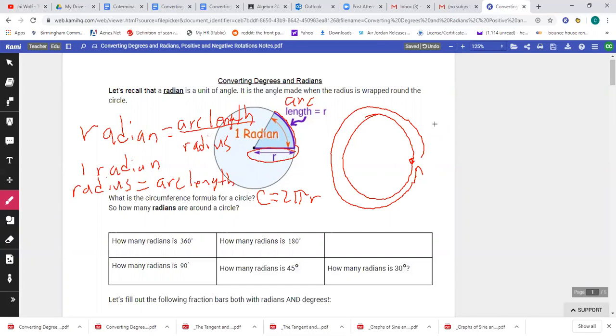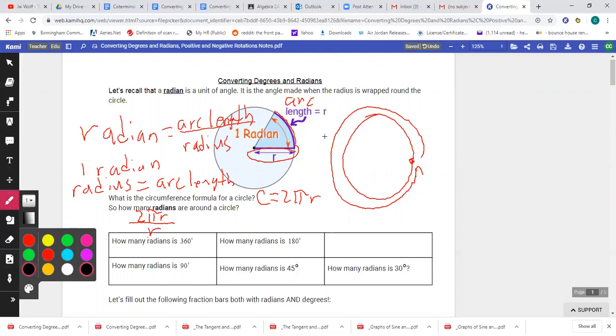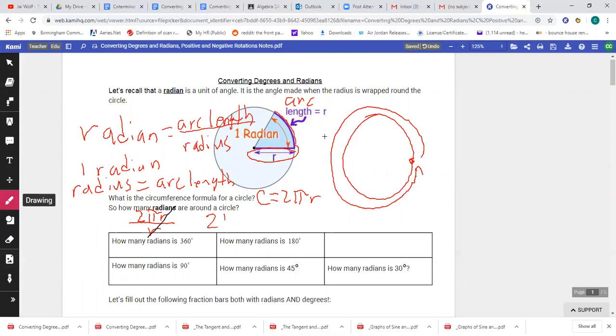So how many radians are around a circle? Well, let's use this definition here. A radian is the arc length divided by the radius. If we went the whole circle, the arc length is just the circumference. So how many radians are in a whole circle? The arc length is 2 pi r, and I divide by the radius. The r's cancel. And so in one full circle, there are 2 pi radians.